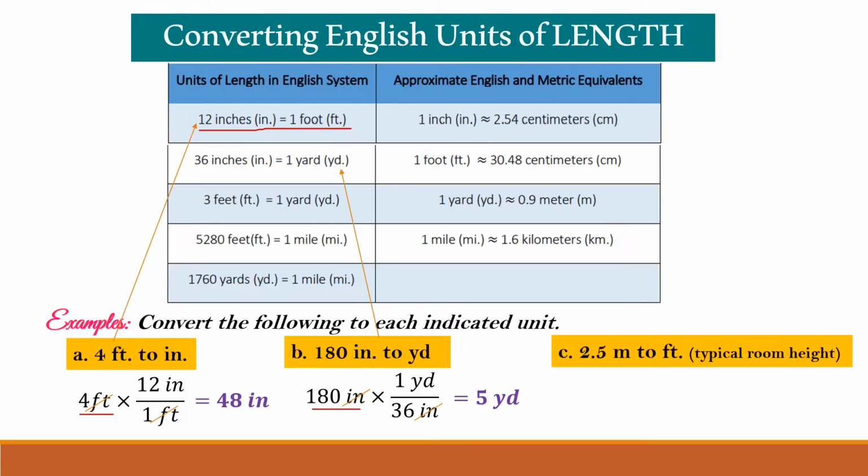And for the third example, we are going to convert 2.5 meters to yards. We write first our given, but we will use the conversion 1 yard is approximately 0.9 meter. So we have 2.5 meter times 1 yard over 0.9 meter, for us to cancel meter and meter. When we multiply 2.5 times 1 divided by 0.9, the result is 2.78 yards.